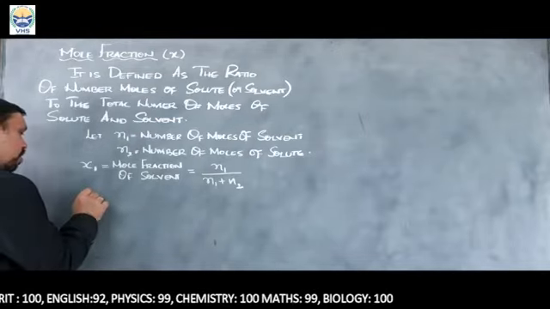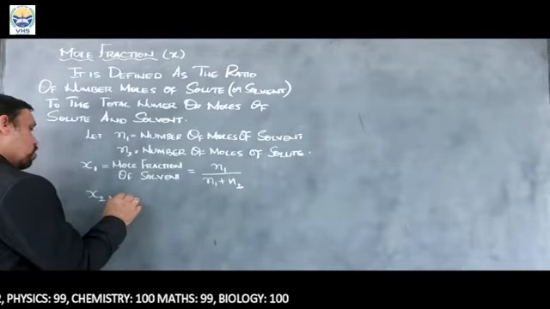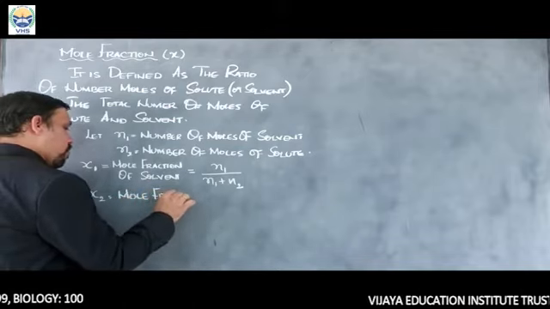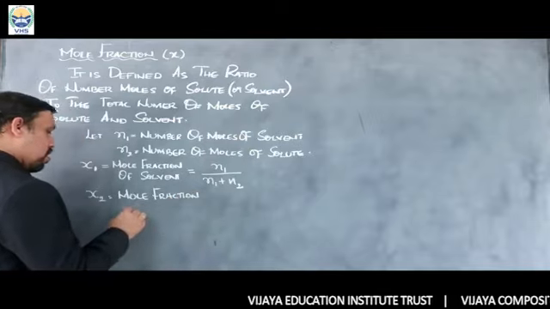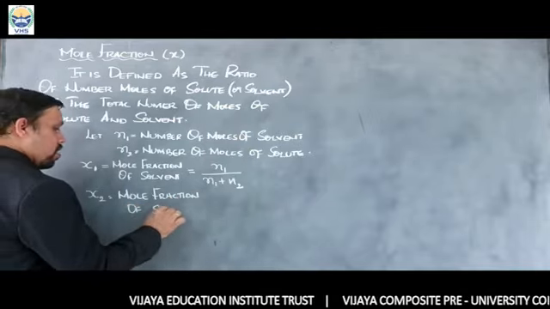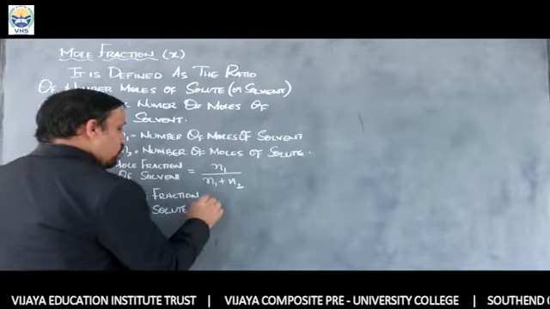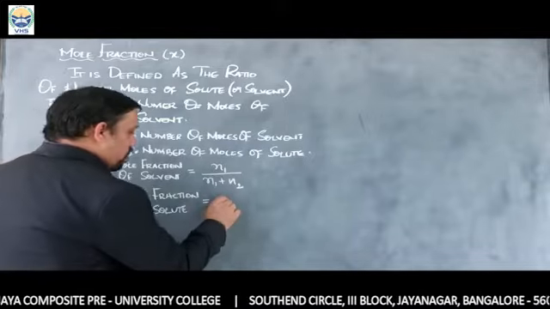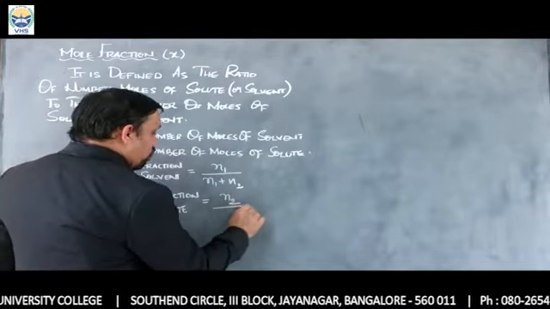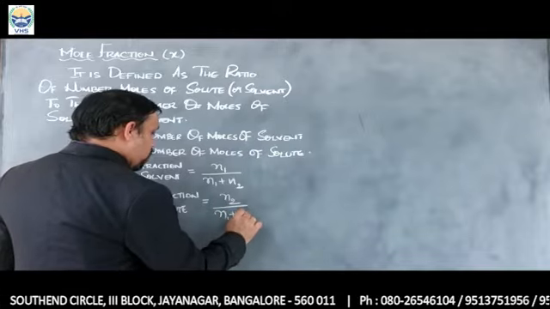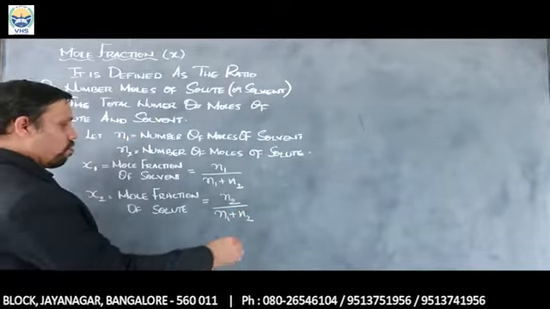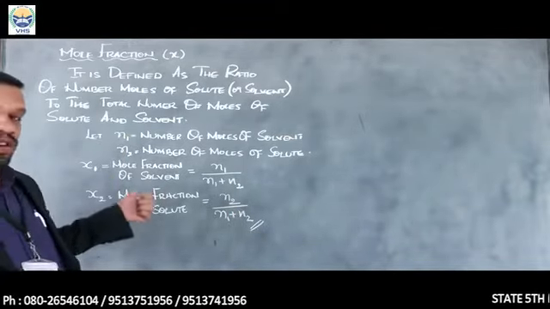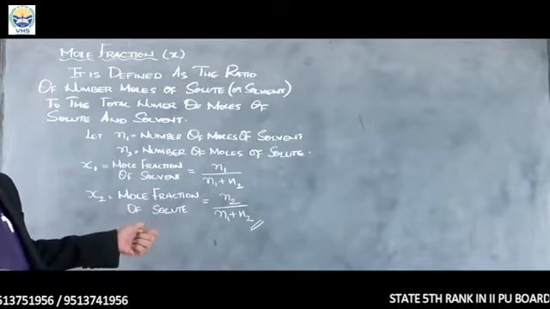Similarly, if you are writing it for solute, X2 is equal to mole fraction of solute. Solute means, we represent the number of moles of solute by N2, so it is N2 divided by N1 plus N2. These are the two ways of expressing. One is the mole fraction of solvent, the other one is mole fraction of solute.